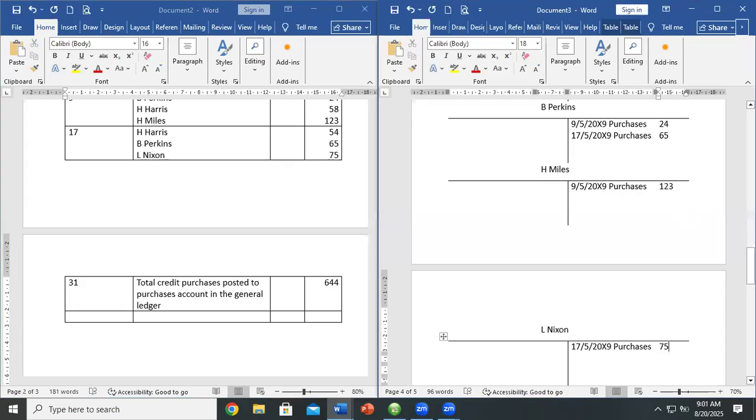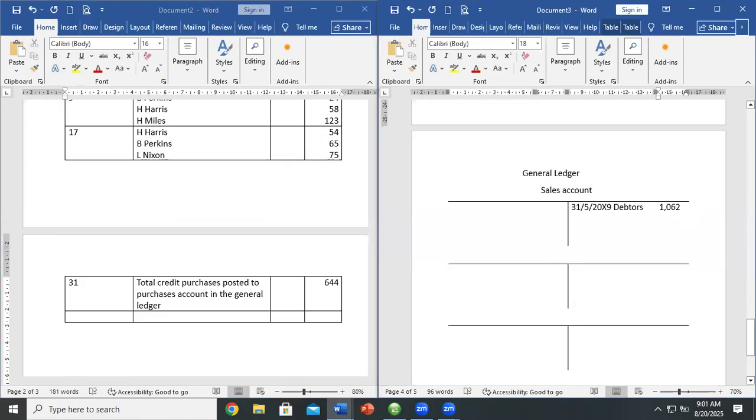So you move to your general ledger here, right? And open the purchases account. And when you purchase goods, what do you do to your purchases account? You debit it. So your date should be the closing date, 31st May 20X9. The narration will be creditors because you purchase from your creditors. And the amount is 644. So that is it for the purchases. Please, any question?